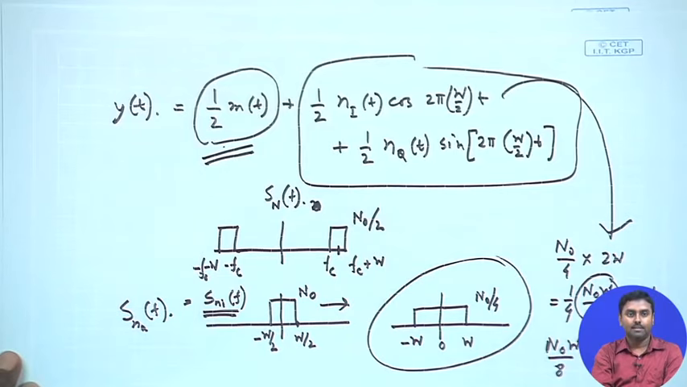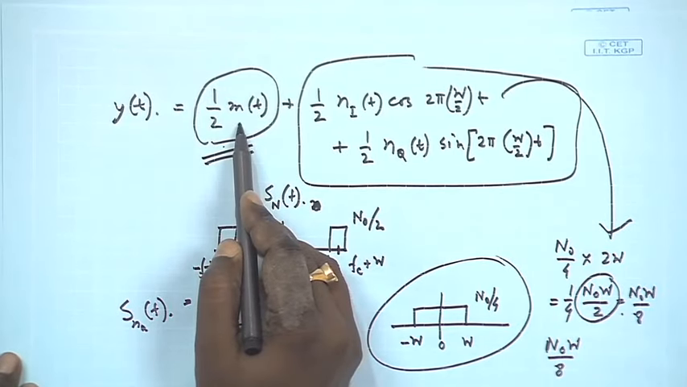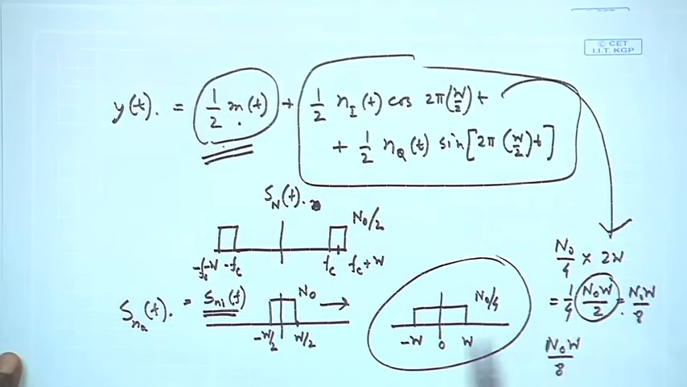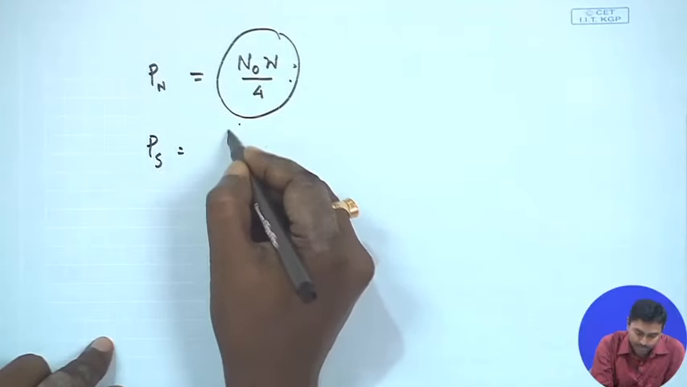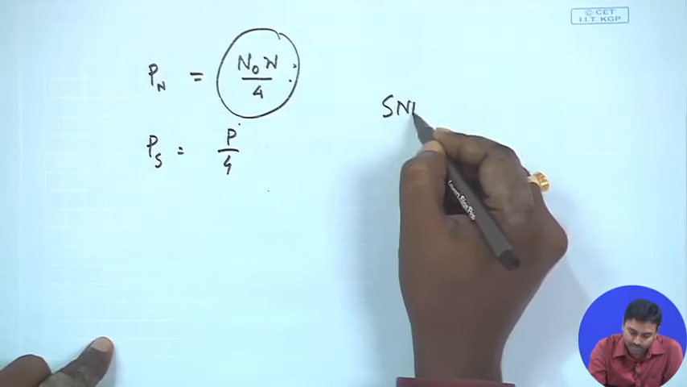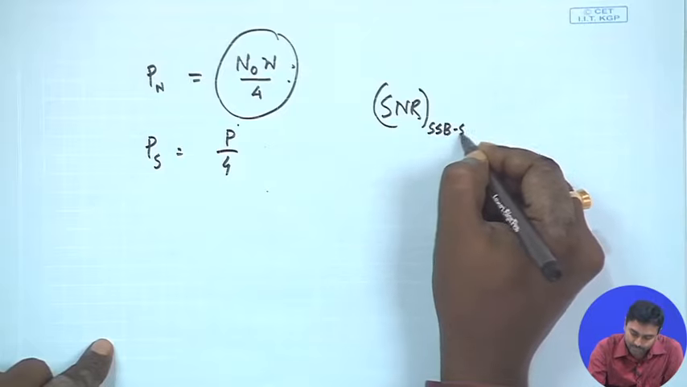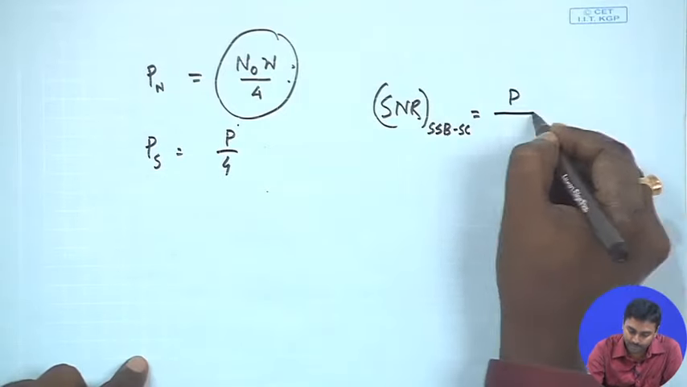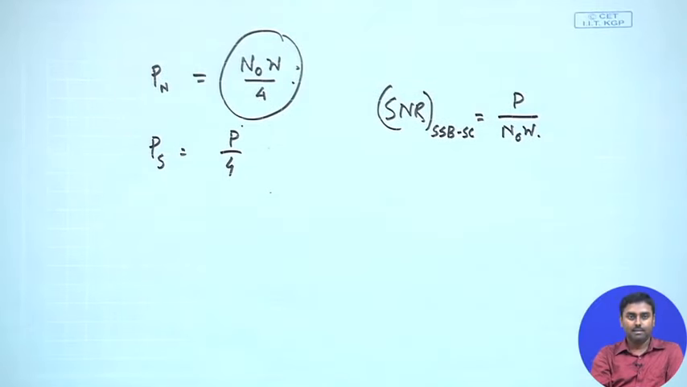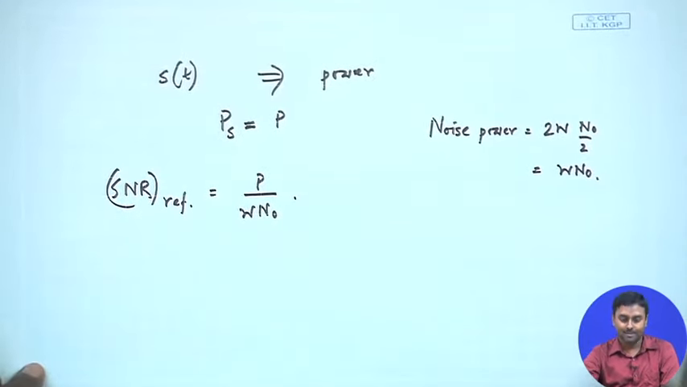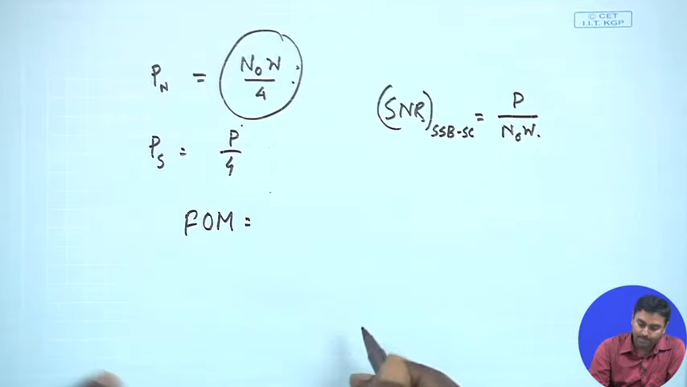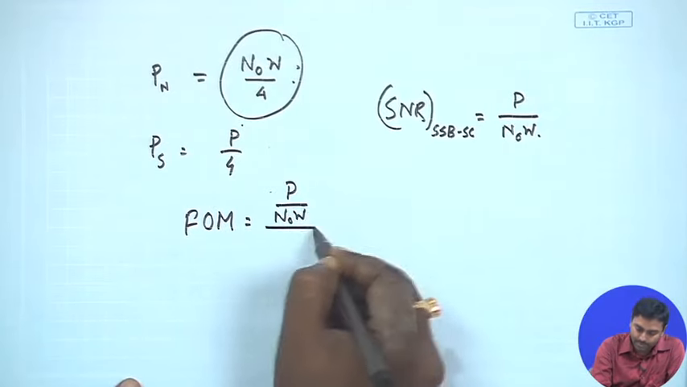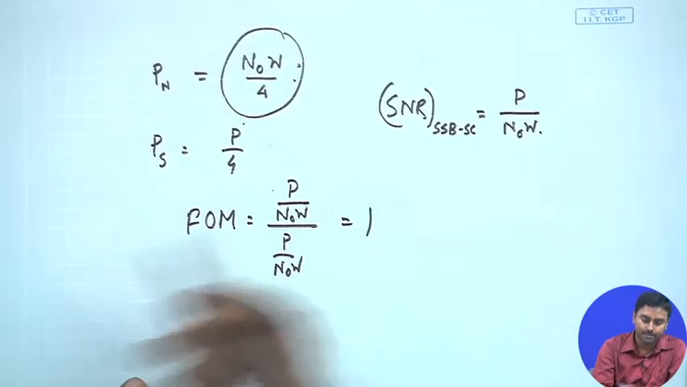What is the signal power? M(t), therefore, it should be P, and a half factor is there in power spectral density, it will be half square. So, it should be 1 by 4 P. So, the power is P by 4. So, the signal to noise ratio for SSB must be P by N0 W, right. Now, the good part, what was the reference signal to noise power? Exactly the same. So, therefore, my figure of merit must be P by N0 W divided by P by N0 W. Again, we get a figure of merit of 1.